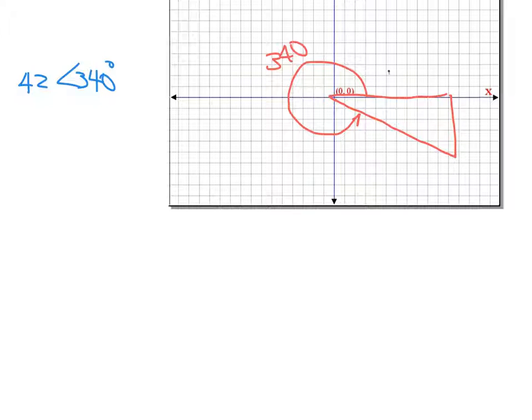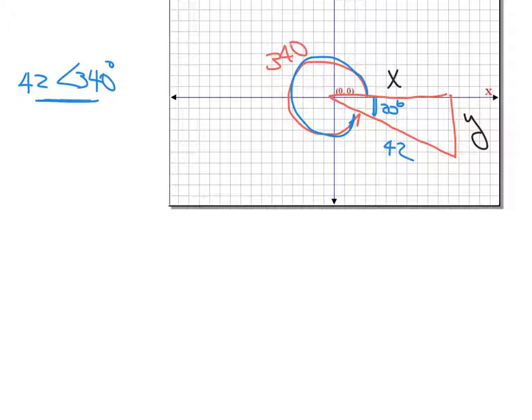And I'm trying to find this, and I'm trying to find that. My x is going to be positive, my y is going to be negative. Okay, so lots of information there. If this is 340, then this angle here is 20. So that's the angle I'm going to use, and this is 42.